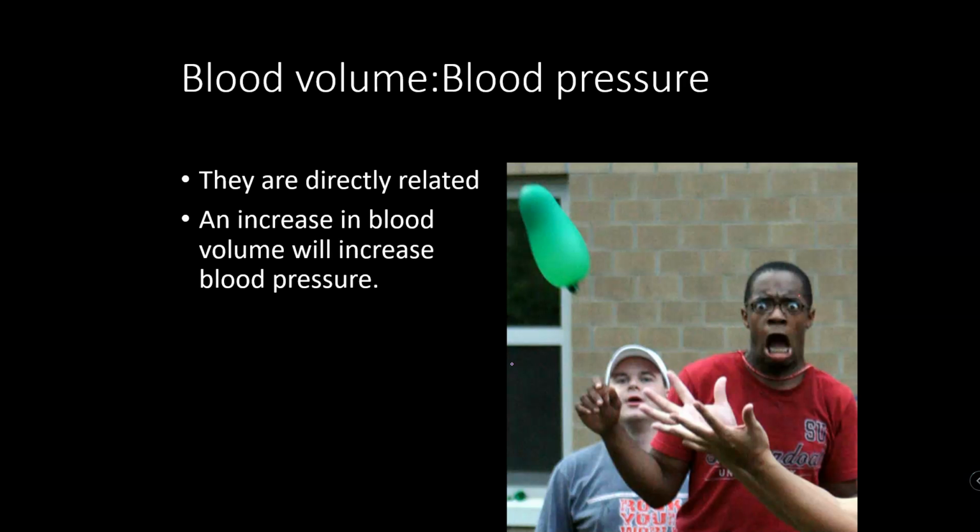These are going to have a direct relationship, which again means if one goes up, the other goes up. If one goes down, the other goes down. So if your blood volume goes up, your blood pressure will go up. And if your blood volume goes down, your blood pressure will go down. So if you start to get dehydrated, your blood volume is going to go down, which means when you're dehydrated, your blood pressure will also go down. Your body does not like it when those things happen.